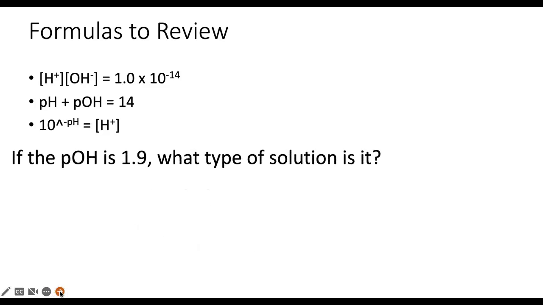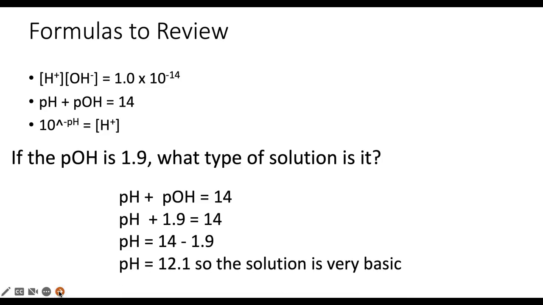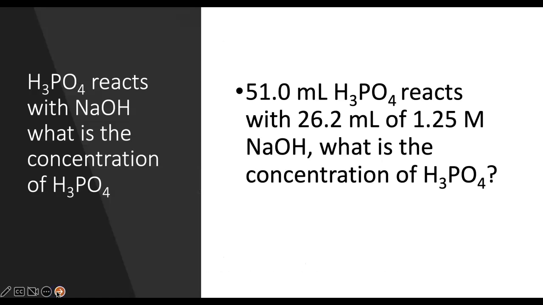Here's another question for you. What if your pOH is 1.9? What kind of solution? For me, I've got to figure out the pH, because pOH doesn't really tell me, so simply do that subtraction. I find out that my pH is 12.1, so it's a very basic solution. I could then go on and figure out what's my hydrogen ion concentration, what's my hydroxide ion concentration from there.